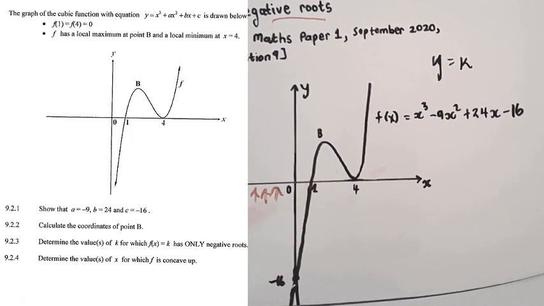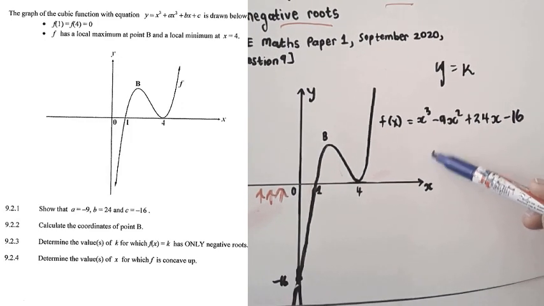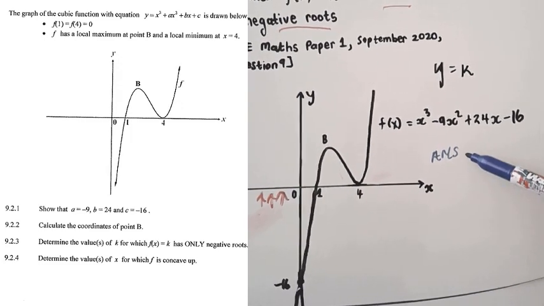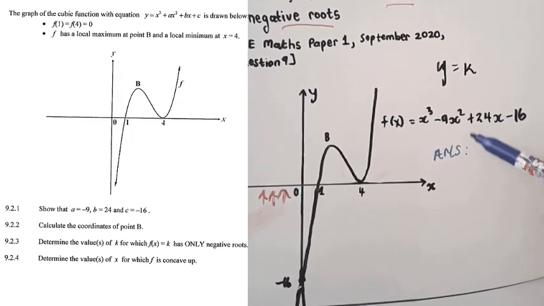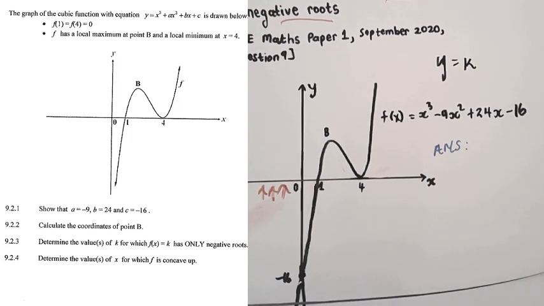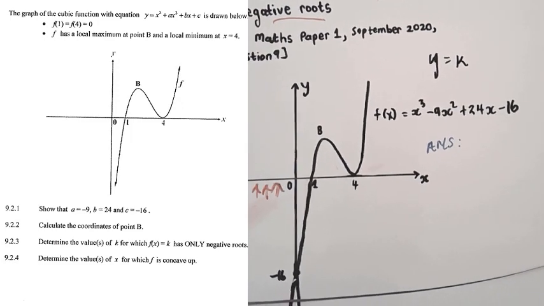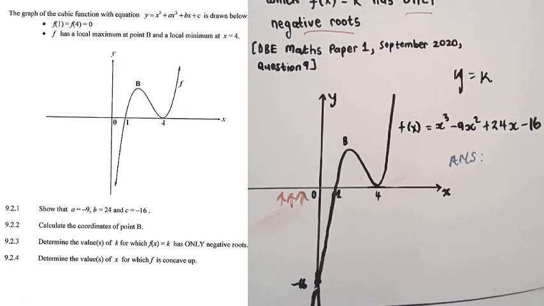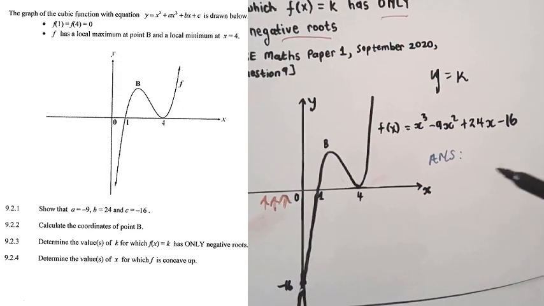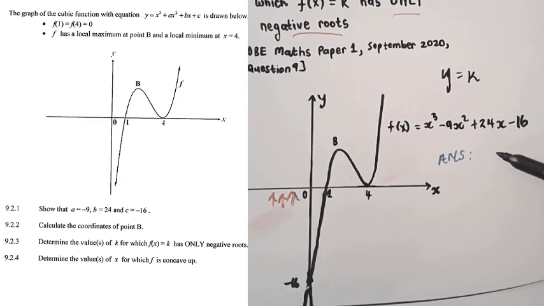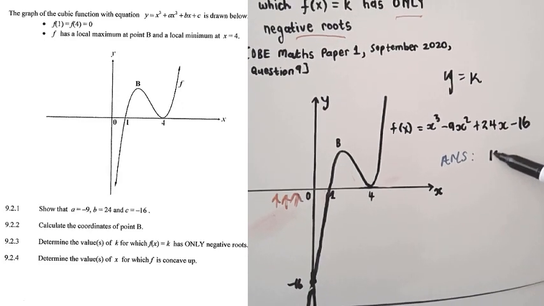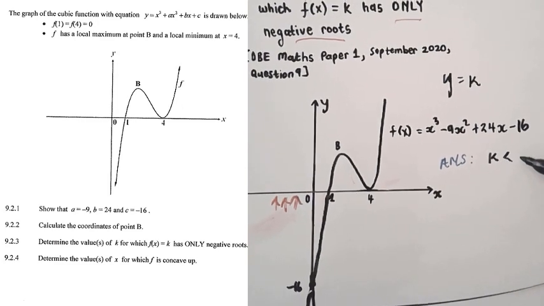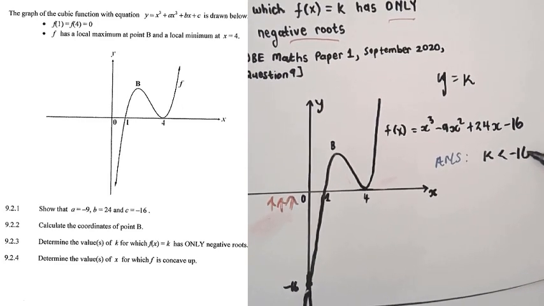So what was the difference? The difference is the answer this time didn't come from the discriminant, because this is a cubic function, so we can't actually use the discriminant. The answer came straight from the sketch. So you would just say that in order for us to have this condition met, we have to choose k values which are strictly less than negative 16.